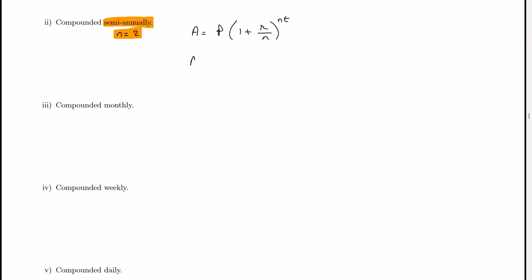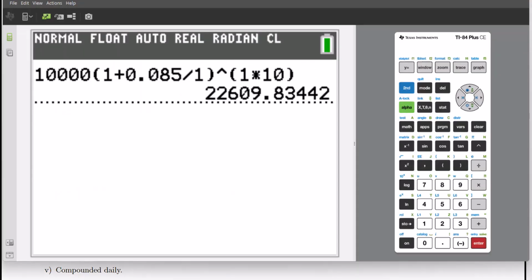And keep in mind that the P is 10,000, the rate of interest is 0.085, and the only thing that's changing is the n becomes a 2, and the power will be 2 times 10 as well. So roughly speaking, how much is this? So again, we go to our calculator, and all we really have to do is just change the 1 on screen to a 2. So the way I'm going to do that is I'm going to click second, enter.